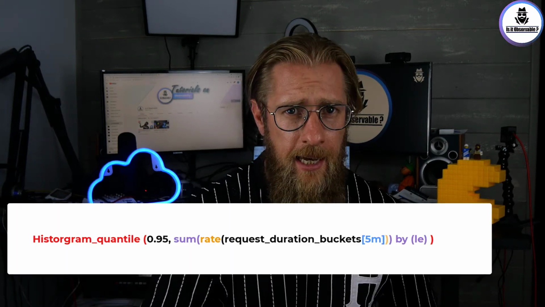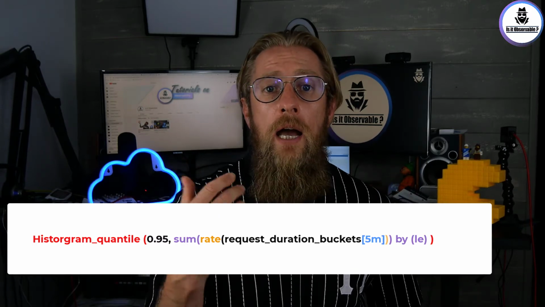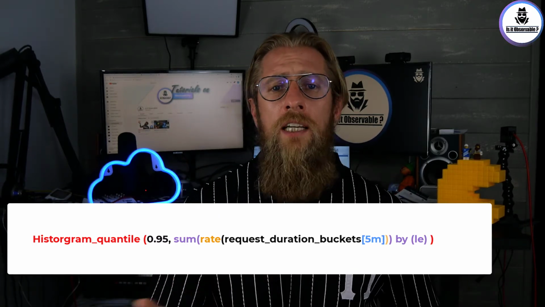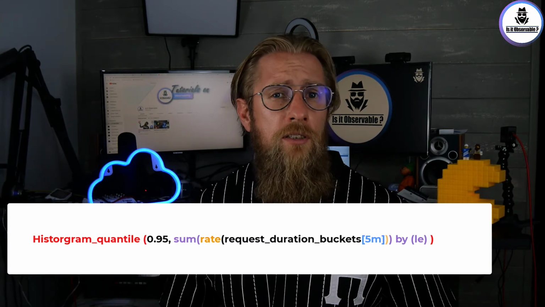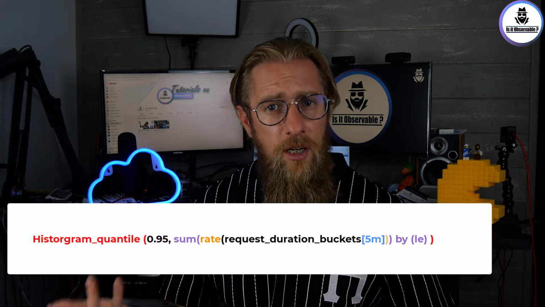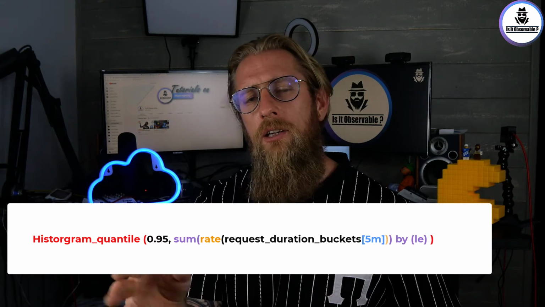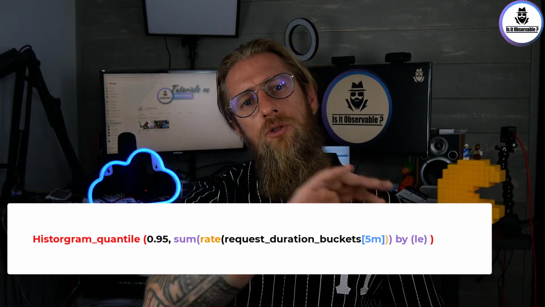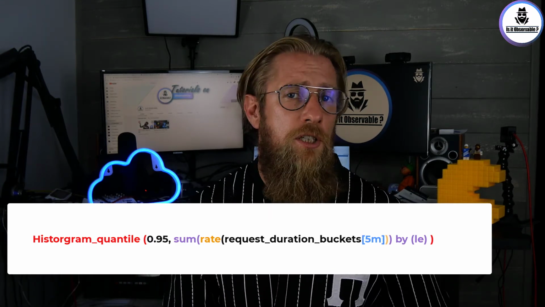With histogram, there are also predefined functions that allow you to calculate percentiles. This function is histogram_quantile. So if I do histogram_quantile of 0.95, and then I specify the operators, I say sum of the rate of the request duration buckets, for example, over 5 minutes. And when I do the sum, we'll see it later on, you can use an operator by that will split the metrics on several dimensions.